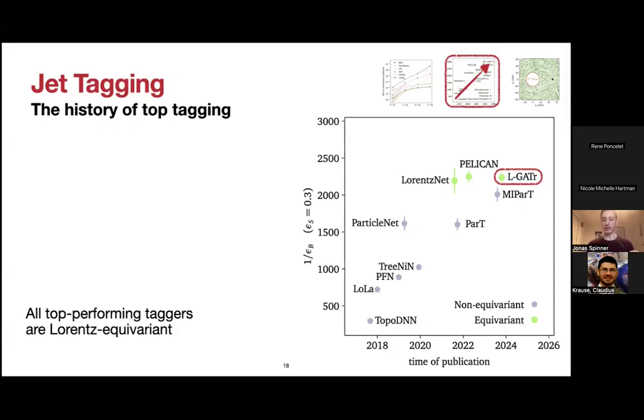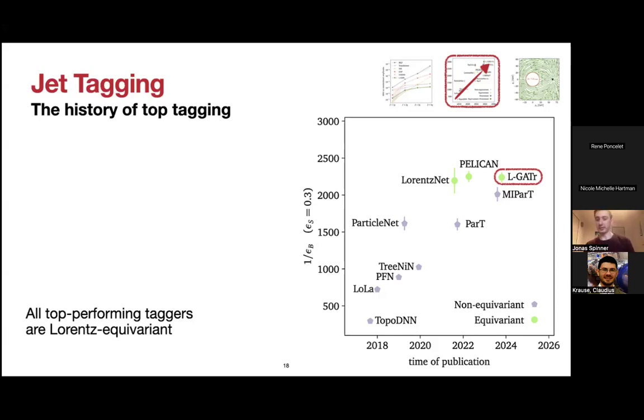It started in 2018, and then people tried a lot of different architectures, and the performance essentially plateaued at some point with these ParticleNet and ParT architectures. ParticleNet is a message passing graph network, and ParT is a transformer. They both implement the permutation symmetry that you have in this task. But then improving was a bit hard.